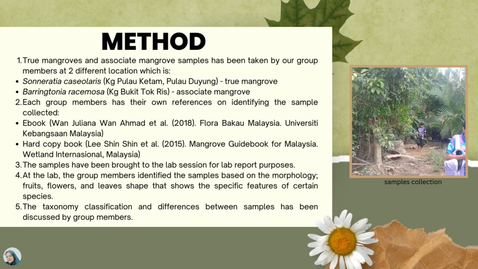At the lab, the group members identified the samples based on the morphology of the fruits, flowers, and leaves, which show the specific features of certain species. From these fruits, flowers, and leaves that we had taken, we identified the species based on pictures and the key features of the samples. Next, the taxonomy classification and differences between the samples were discussed by the group members, and we will see that in the results.